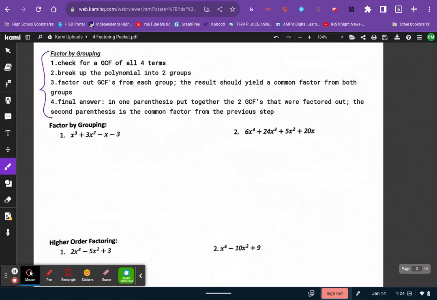Everything that I described is written into words right there. Check for a GCF. So let's do number 1, and there is no GCF among the 4 terms. Altogether, all 4 of them do not have a single factor that is in common in every single term. So now what I'm going to do is break into groups.